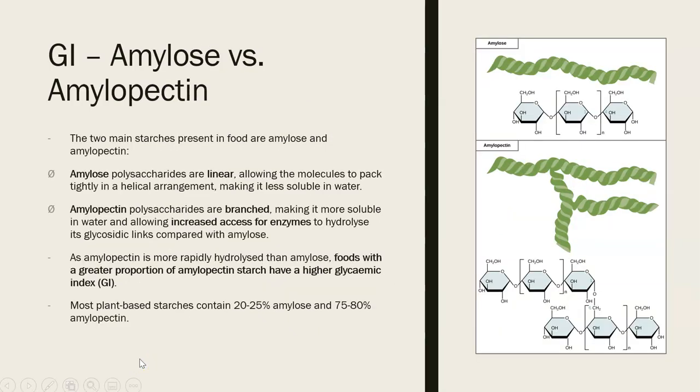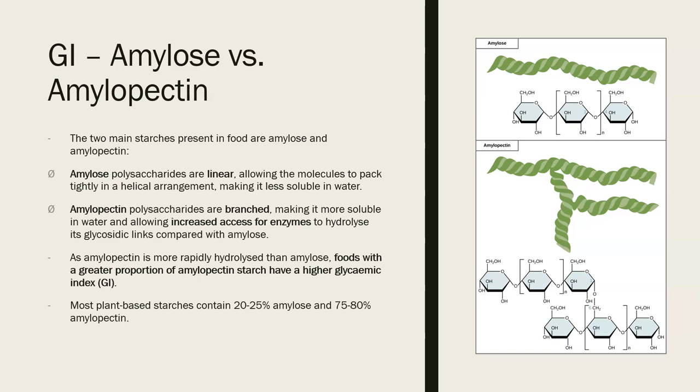So when we're talking amylose and amylopectin, these also give a difference in the way that they're processed in the body, therefore the glycemic index. Because amylose are tightly packed linear polymers with little branching, this tight helical arrangement makes it less water soluble, therefore less able to be reached by the enzymes, lowering its rate of hydrolysis. Amylopectin, on the other hand, are highly branched, which makes them more soluble in water and gives increased surface area access for the enzymes to be able to hydrolyze the glycosidic links.